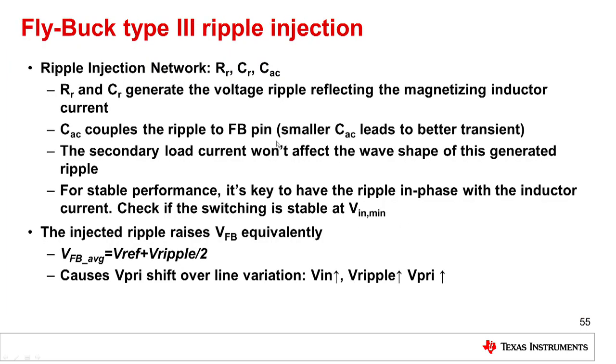So let's go a little more deeply here. We see that R sub R and C sub R in the type 3 compensation generate a voltage that reflects the inductor current, basically. Then C sub AC couples that current or voltage signature into the feedback pin. So it's pretty much essential for good performance of a constant on-time controller to have your ripple voltage in phase with the inductor current. One more thing that you should keep in mind is that with this kind of architecture, the average output voltage will be slightly more than the reference voltage by approximately half the ripple.